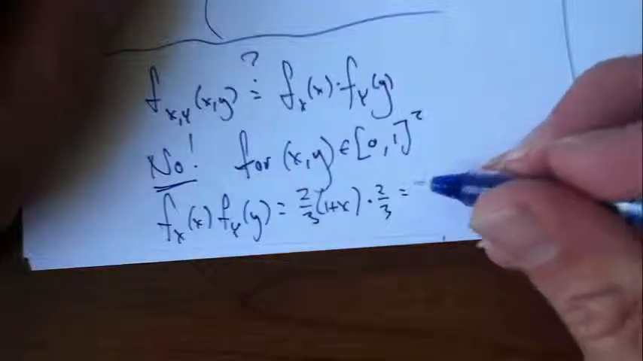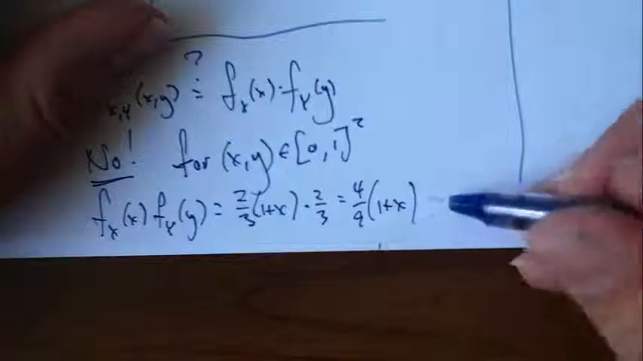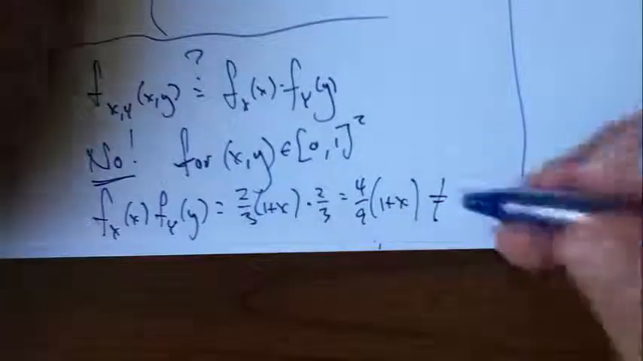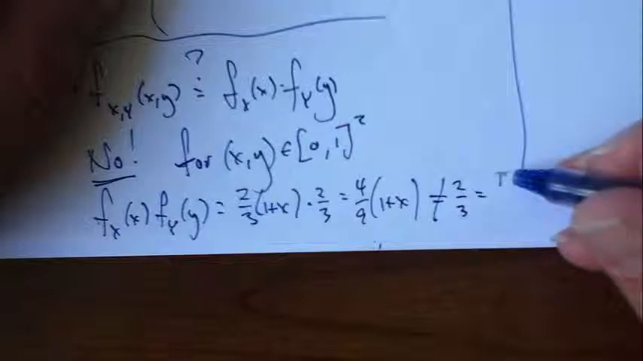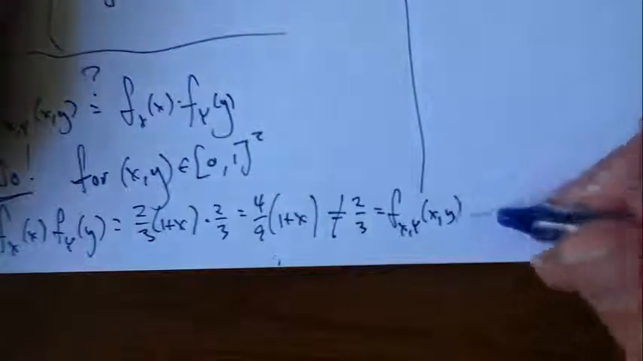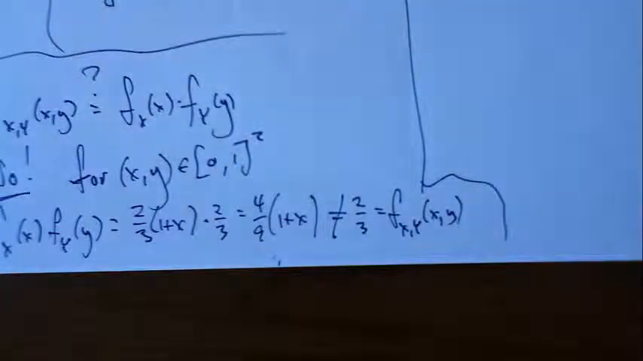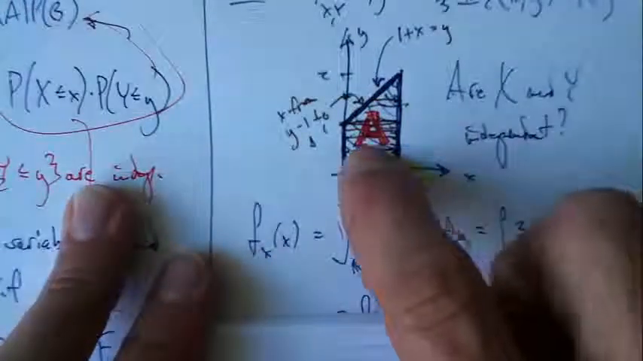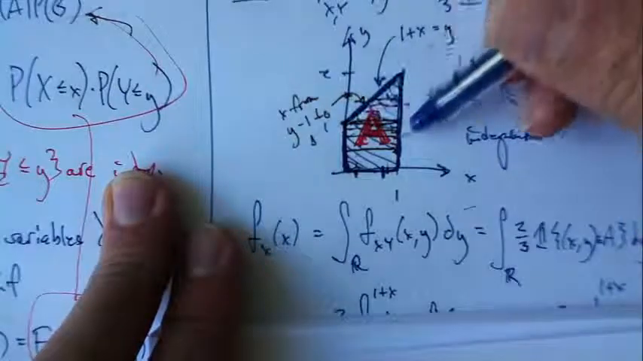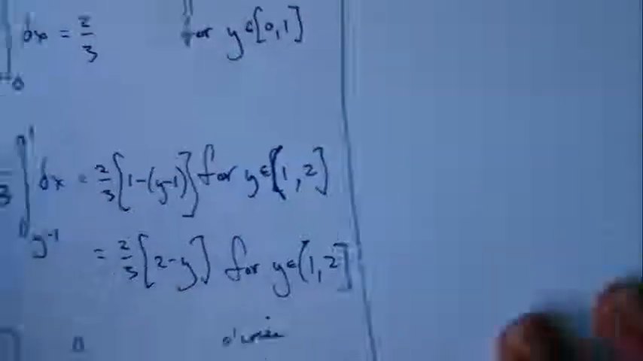So this is 4/9 times 1 plus x, which is not equal to, in fact, 2/3, which is f sub x,y of x and y there, in that region, just looking in the box. Just looking in this square part, they're not equal. So x and y are not independent, just like we thought.